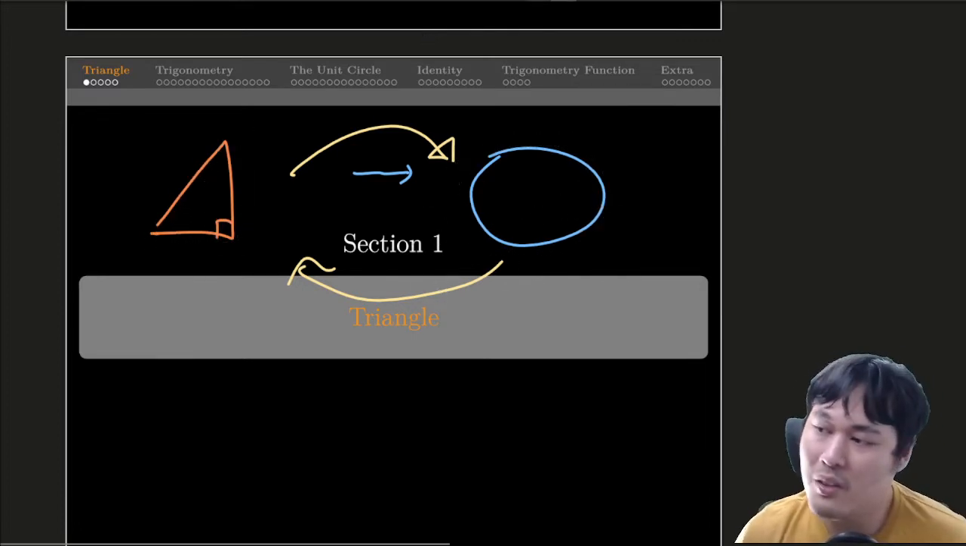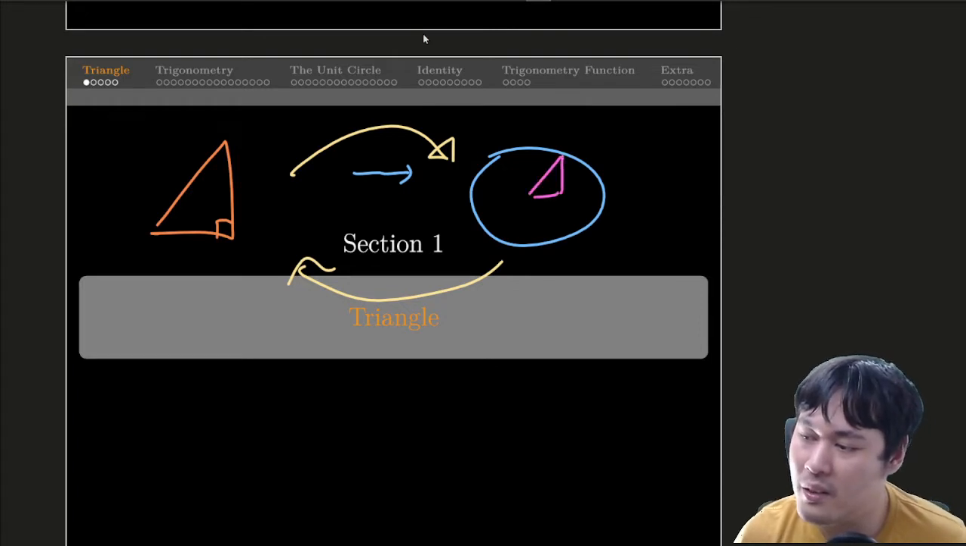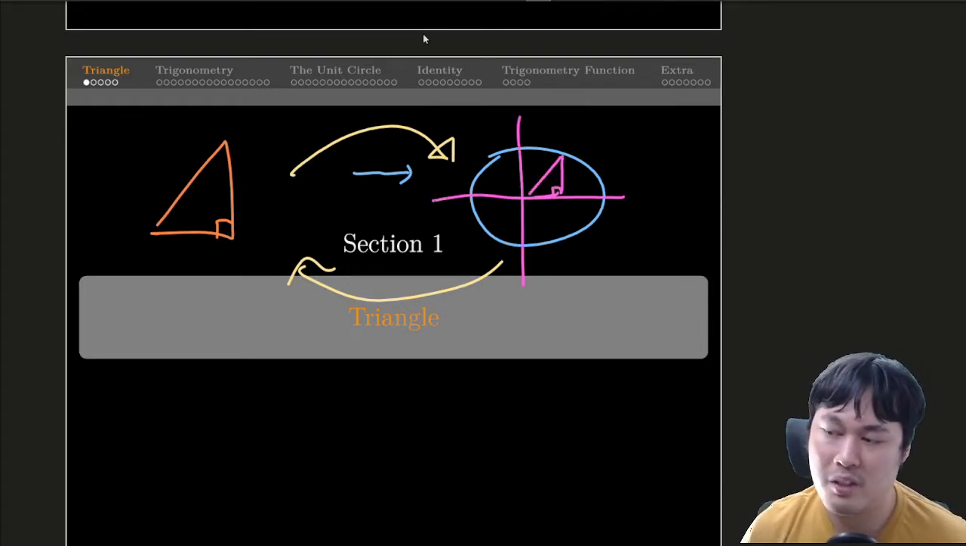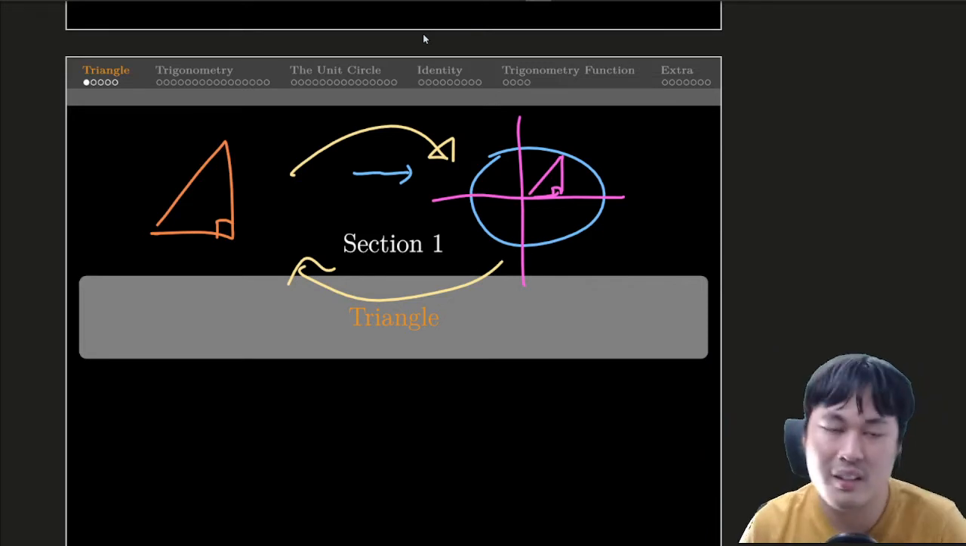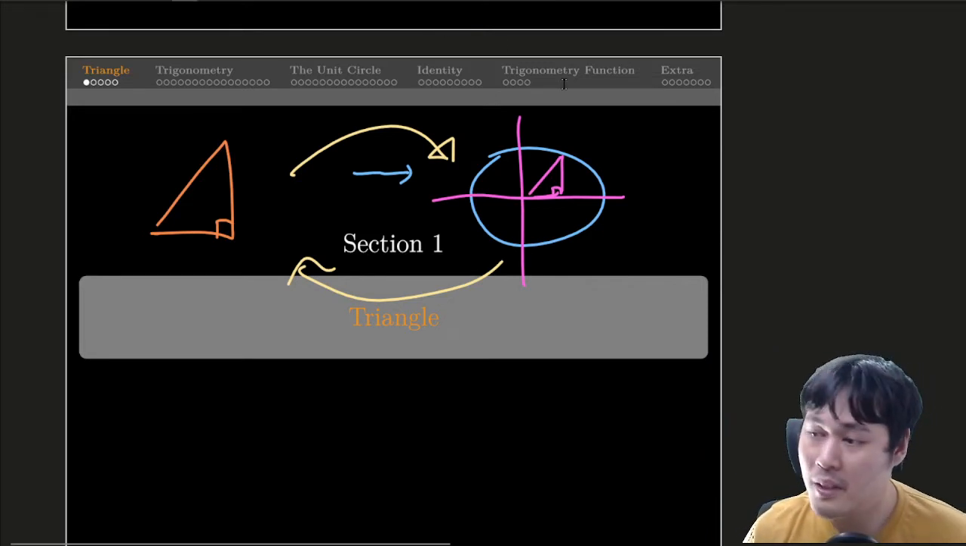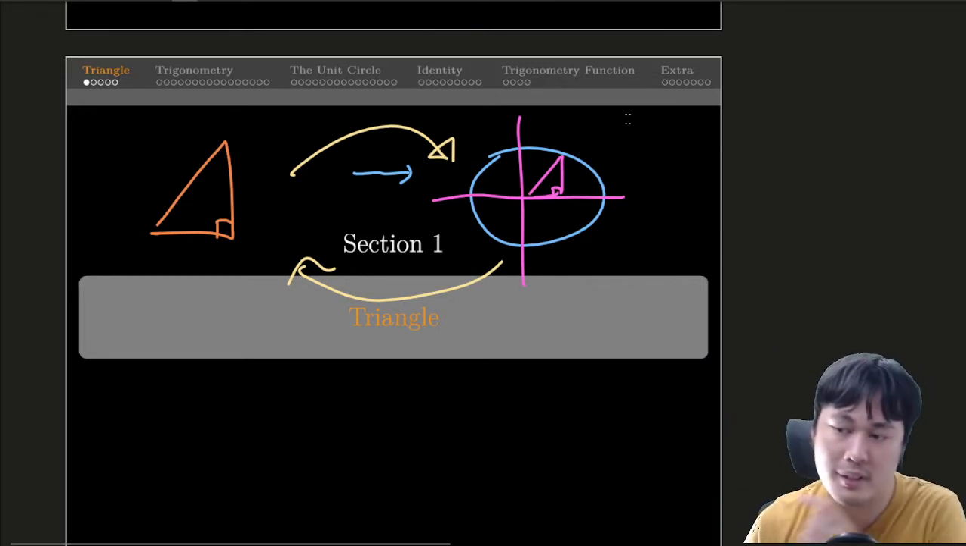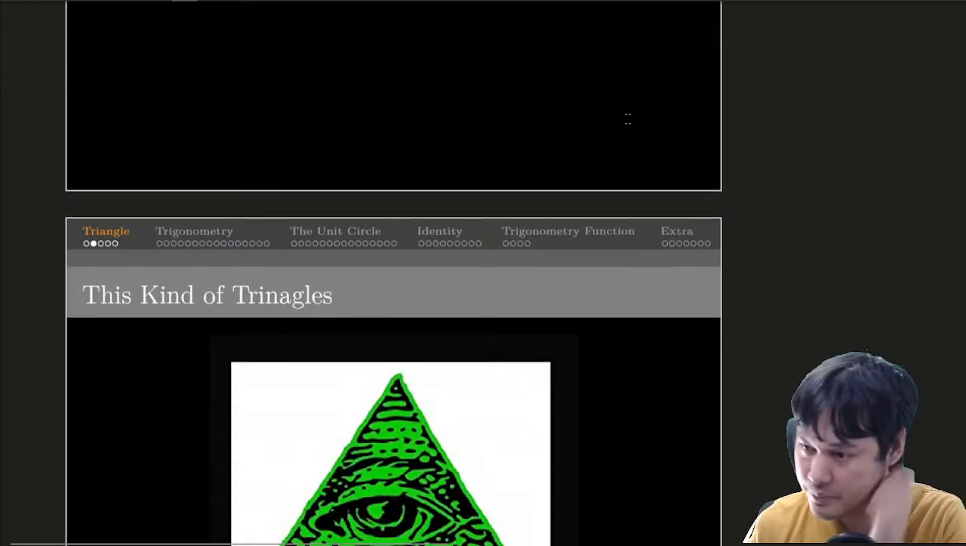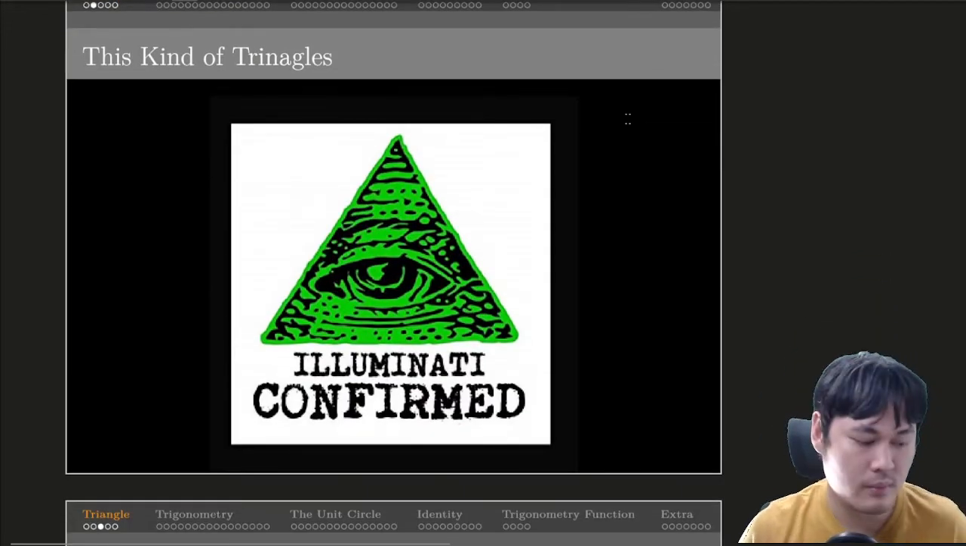But for the circle, you need lots of lines. You need to also put it in the plane. There are lots of things going on there. But first, let's start from the triangle. Yeah, this triangle.